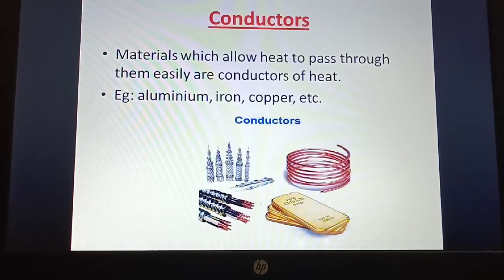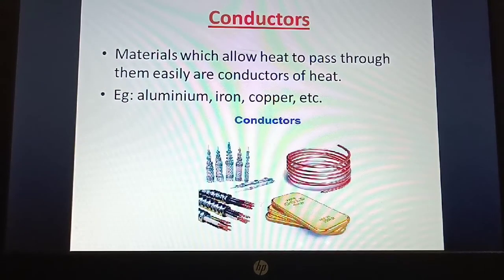If you consider metal wire, now what happens? You're passing the heat. Now if this metal wire allows the heat to pass, that means you can say it is a good conductor of heat. So the examples are aluminium, iron, copper. All these are examples of conductors.